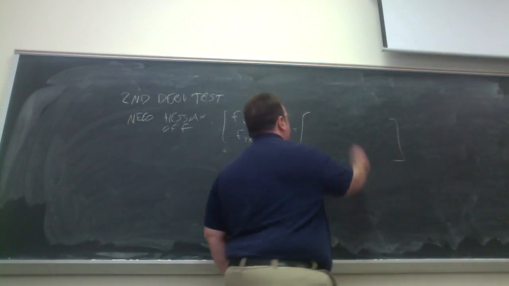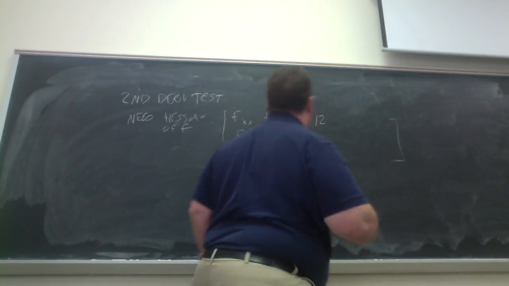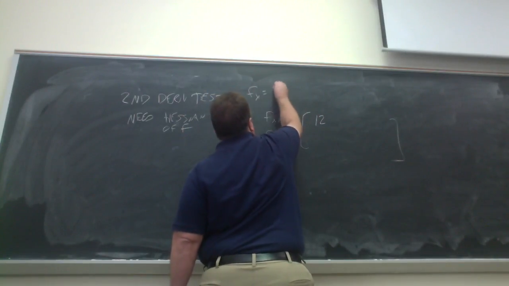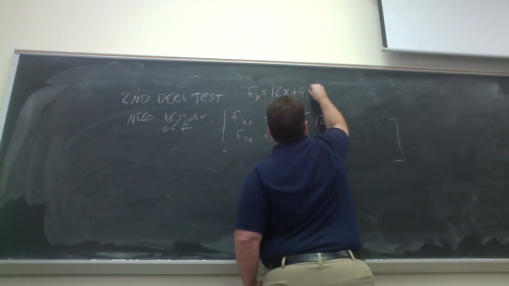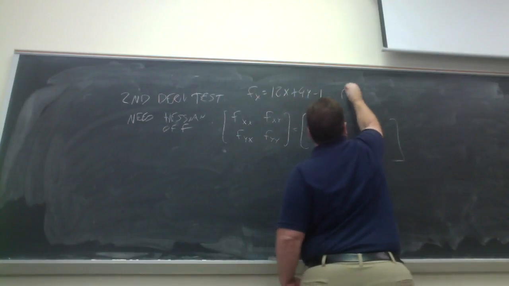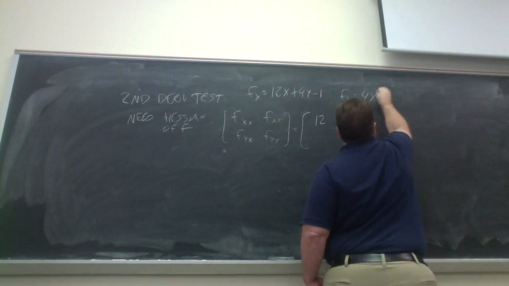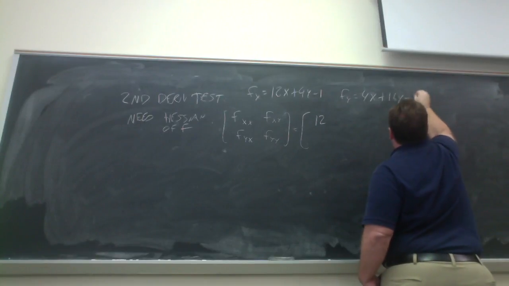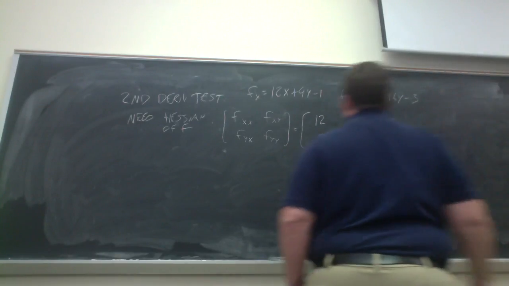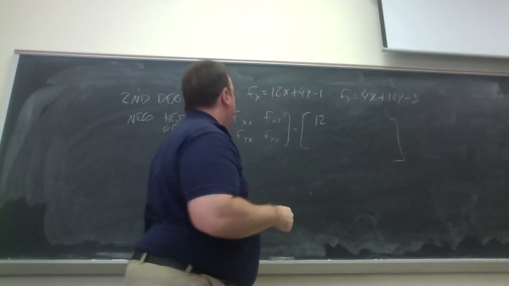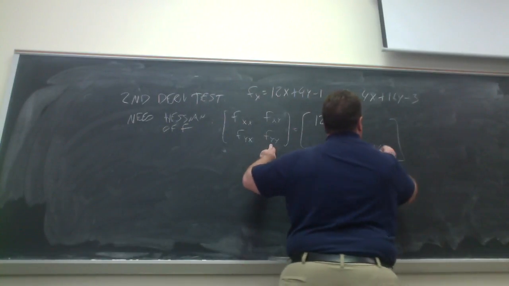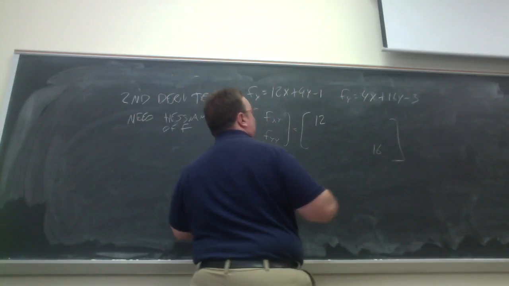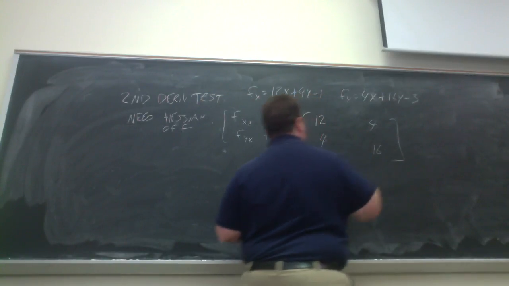12. Yeah, because we just have 12x. And just so you can have it on the same board, in case anybody's watching this video, I'll just repeat what the first partial derivatives were. Okay, fxx is 12. And then fyy is 16, and then fxy is 4. And then this would also be 4.